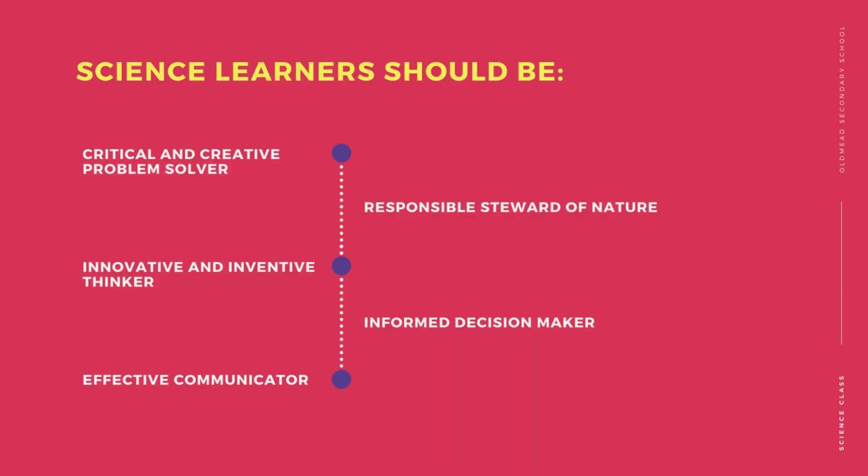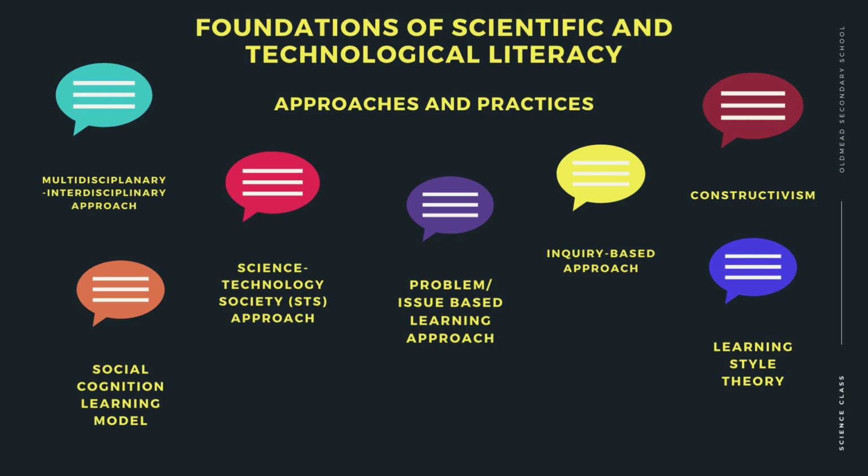Science learners should be critical and creative problem solvers, responsible stewards of nature, innovative and inventive thinkers, informed decision makers, and effective communicators. As a future teacher, you should bear in mind that you will be assisting or guiding your learners to acquire these scientific and technological skills. How are these skills developed?